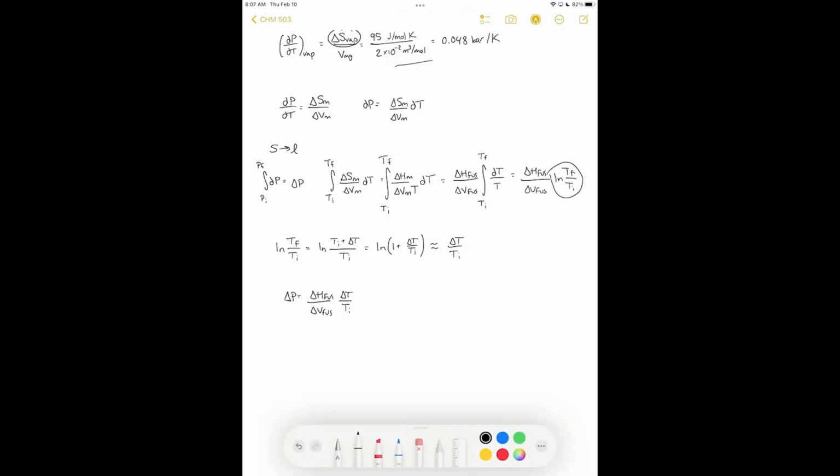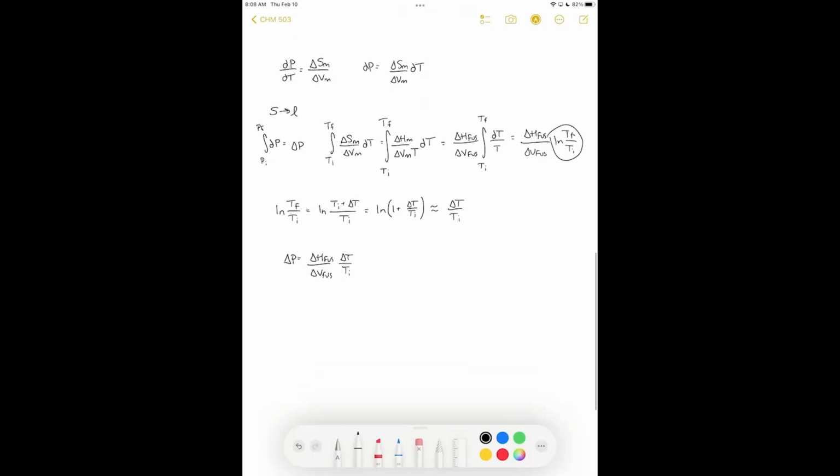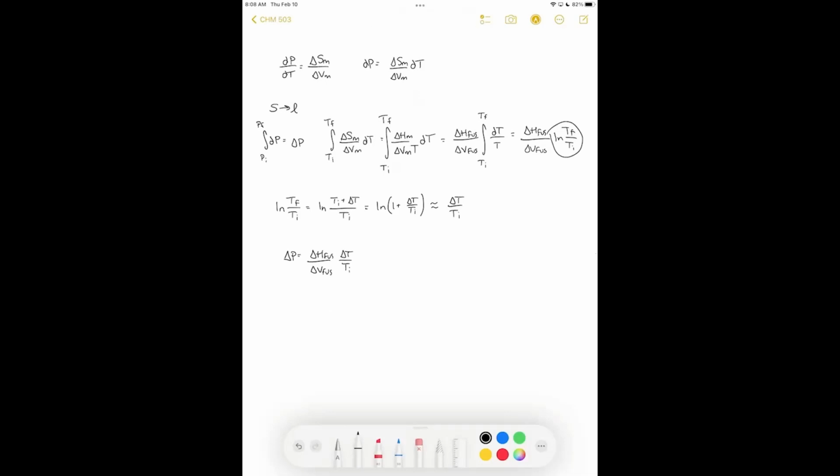If we have a larger temperature change, we might need to use the natural log, the more accurate one, instead. Now, what about for liquids to gases? Here, we can't assume that things like, especially, the molar volume are independent of temperature. So if we're going from liquid to gas, dP is equal to delta S of vaporization over the change in volume of vaporization times dT.